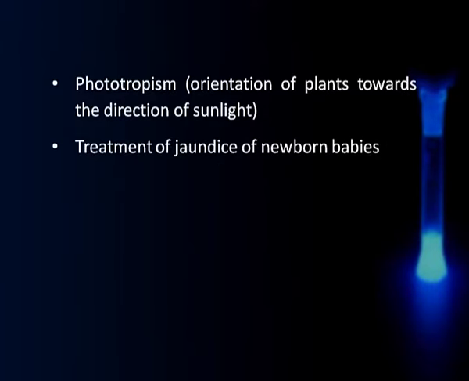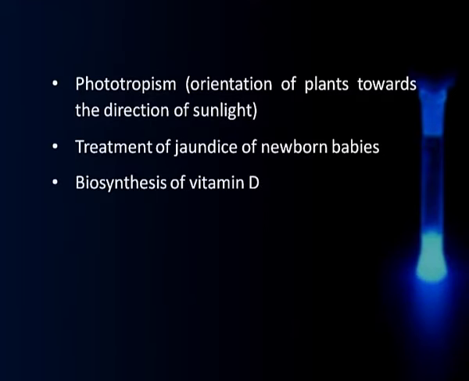Then there is the treatment of jaundice in newborn babies. We must have seen that if a newborn baby is suffering from jaundice, we put it into a device wherein we shine some light on it, photochemical reactions take place, and that takes care of the problem of the child. Another example, which is why we say light is very important for us, is that it leads to biosynthesis of vitamin D in our body.